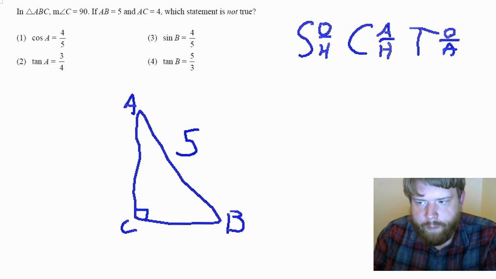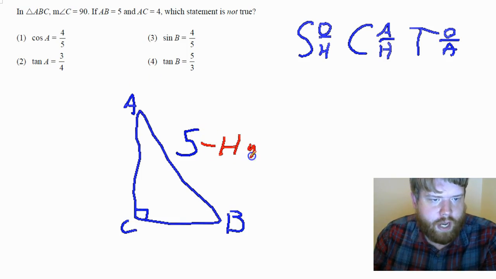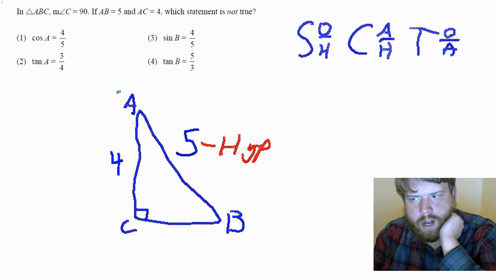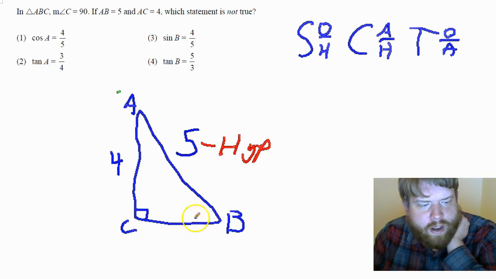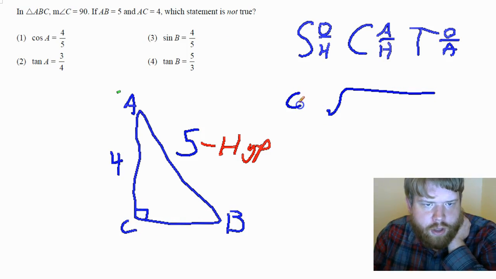And by the way, that is going to be the hypotenuse always. The hypotenuse will not change, unlike the opposite and adjacent sides, which do change with the reference angle. We also know that AC is 4. Okay, which statement is not true? Well, before we go any further, one last thing we can do. Because this is a right triangle, we can actually figure out the unknown length CB using the Pythagorean theorem. So I'm going to go ahead and do that.